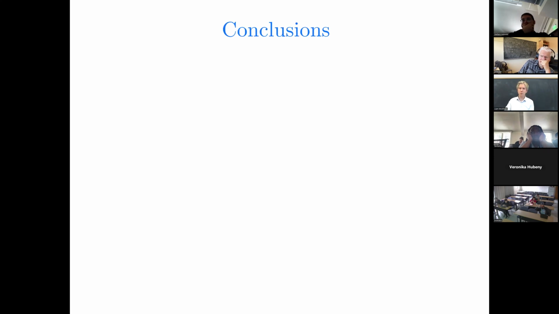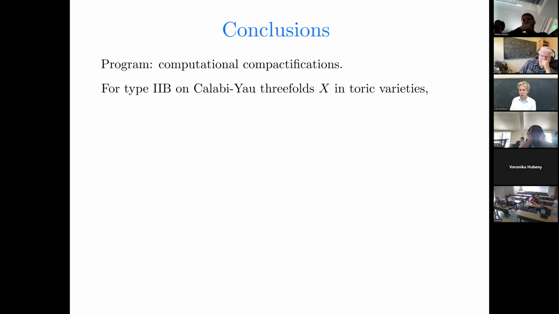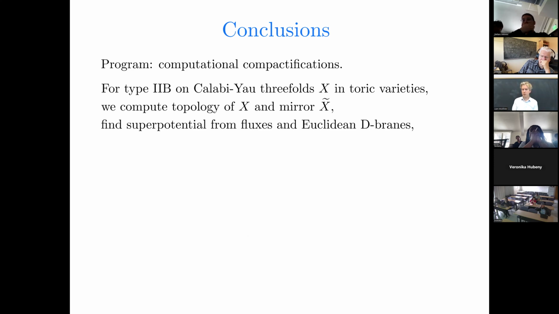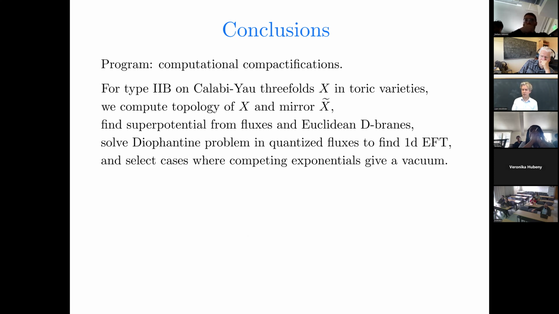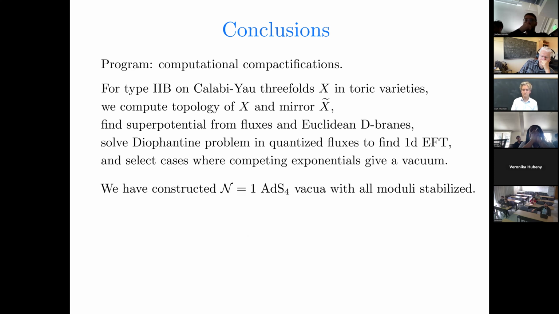So let me sort of wrap up and then we can discuss. I've described our program of computational compactifications, and I've shown how for type IIB on Calabi-Yau threefolds and toric varieties, we can, in practice, at scale, compute the topology of threefolds and their mirrors, find the superpotential that comes from fluxes and Euclidean D-branes, solve a particular Diophantine problem in the quantized fluxes to find a 1D effective theory, and select cases where competing exponentials along that one direction give a vacuum with exponentially small vacuum energy.